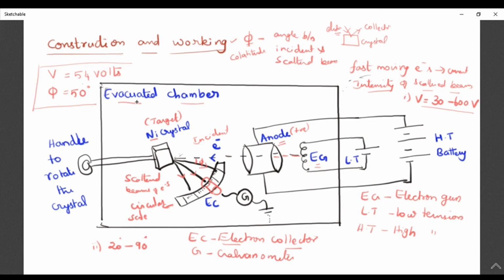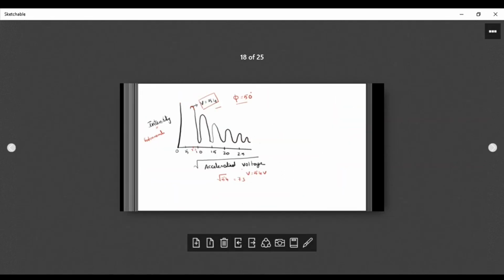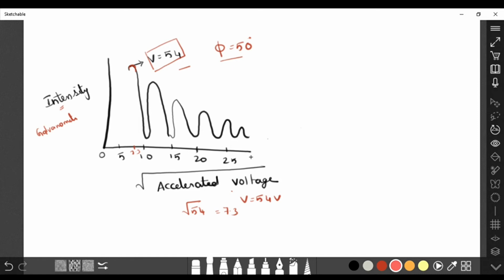So let us see the graph, what they observed. They drew the graph like this. On the x-axis they considered the accelerating voltage, and then intensity, that means the current they measured in the galvanometer. When we draw the graph, exactly at V equal to 54, root of 54 is almost around 7.3. So around 7.3 they are getting the sharp curve in this graph. At that time the angle between the incident and the scattered beam is phi equal to 50°. So these two are very important observations to prove the fast moving electrons are behaving like waves. Okay, V is equal to 54 and phi is equal to 50°.